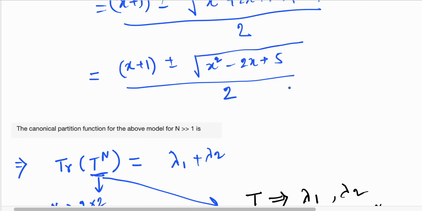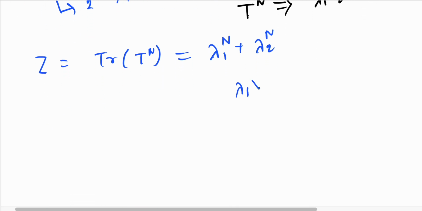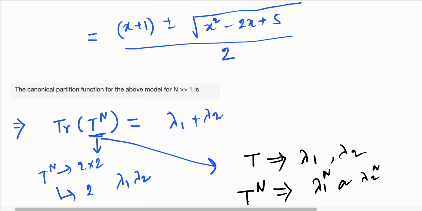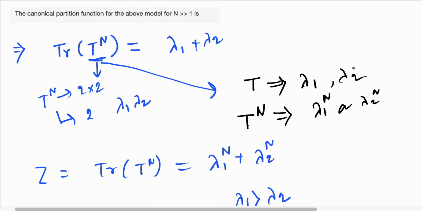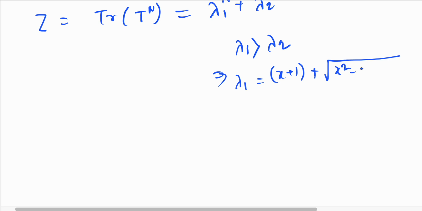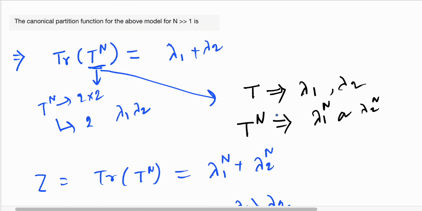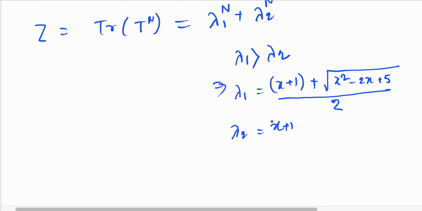Suppose that lambda 1 is greater than lambda 2. Lambda 1 is (x plus 1) plus the square root of (x squared minus 2x plus 5), by 2, and lambda 2 is (x plus 1) minus the square root of (x squared minus 2x plus 5), by 2.